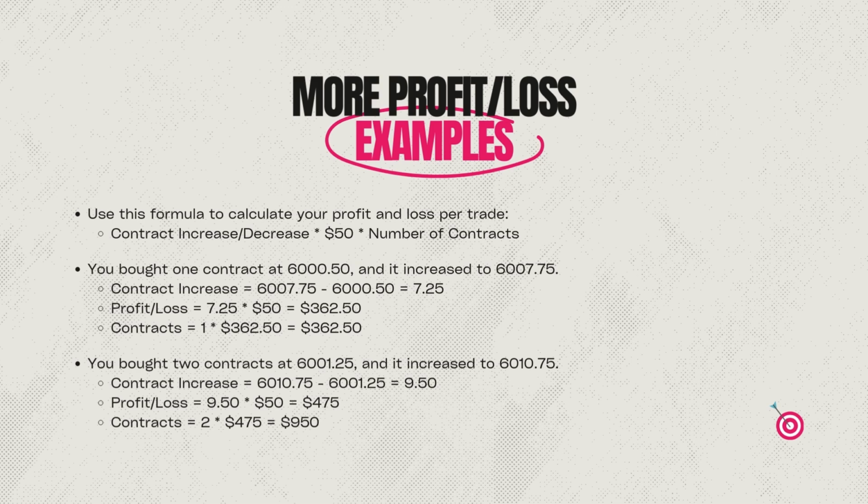So you find out how much it increased. We just do a little subtraction. It increased 9.5 points. So you take that 9.5 point increase, you multiply it by 50. That's how much you make per point. So you multiply it by 50 and you get $475. Well, you bought two contracts, so you take that profit and you multiply it by 2. And you get a total of $950 on that trade.